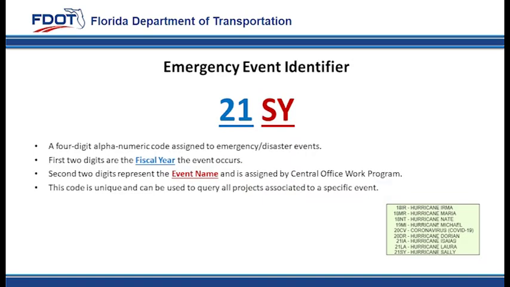The emergency event identifier is a 4-digit alphanumeric code assigned to emergency events. The first 2 numeric characters reference the fiscal year in which the event occurs. The second 2 alpha characters represent the event name, such as a hurricane, and is assigned by Central Office Work Program. This code is unique and can be used to query all projects associated to a specific event.